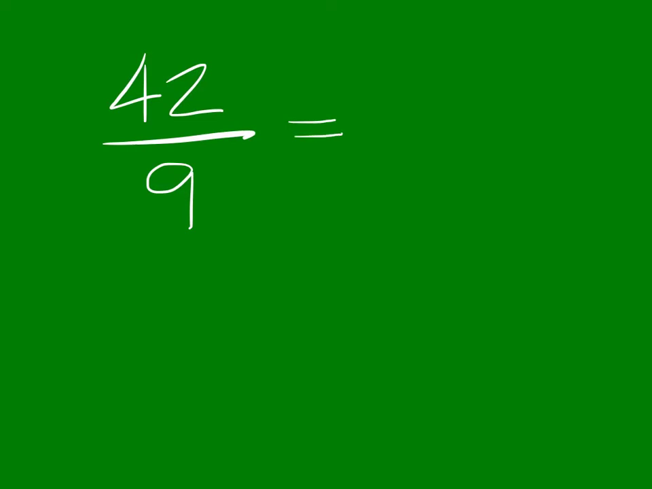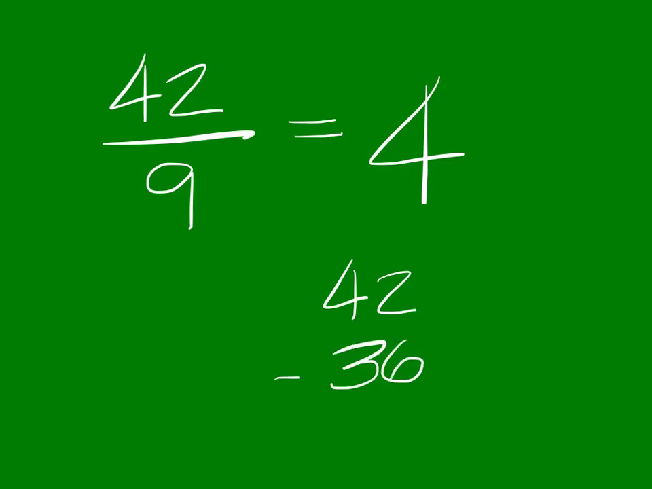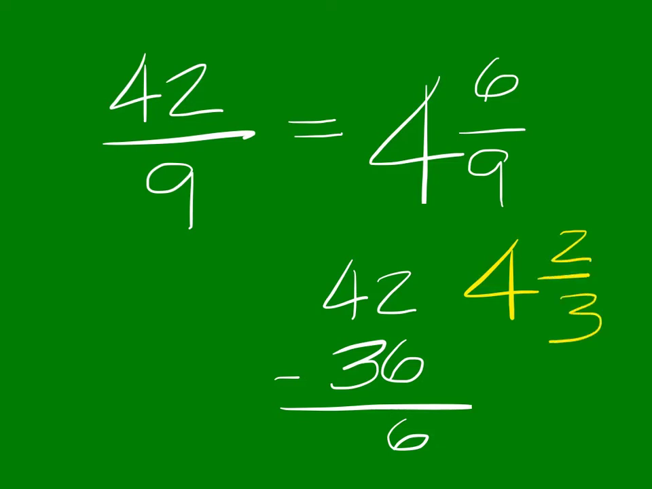What would 42 over 9 be as a mixed number? 9 goes into 42 how many times? 4 times. So what is 9 times 4? 36. And the difference is what? So we go 6 over 9. Now if you had that as your answer, I'll give it to you, but there's something that can be done to this to make it simpler. Yeah, you can reduce the 6 over 9. It'd be 2/3. So it's really 4 2/3.